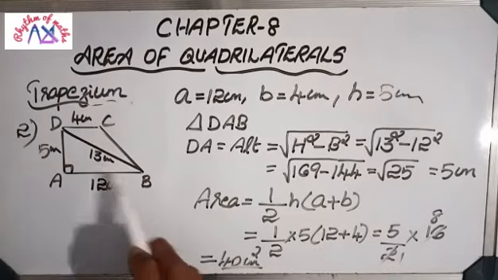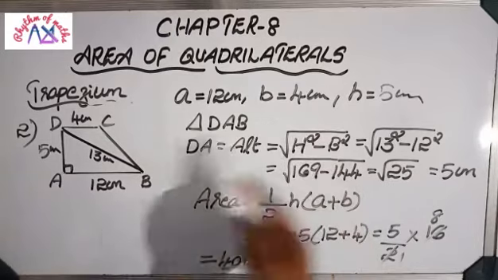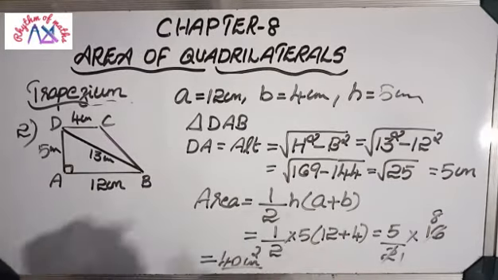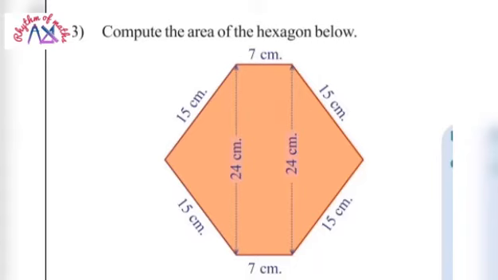Directly we can consider the right triangle here. Just find the hypotenuse, then apply the equation to find the area of the trapezium. So this is the second question answer. Next is question number 3. The third question is, compute the area of the hexagon below.